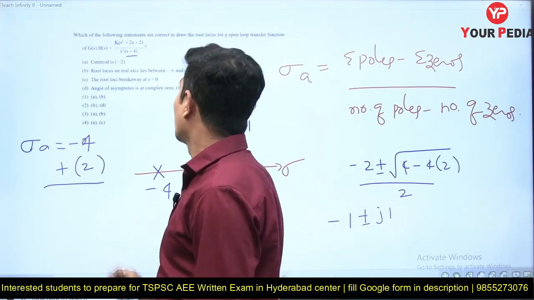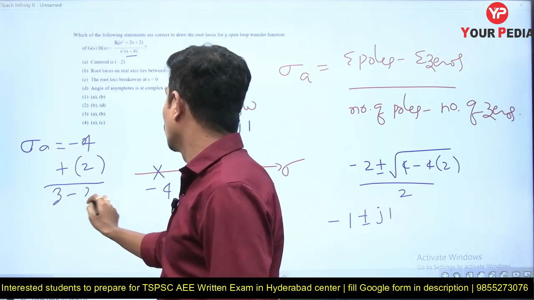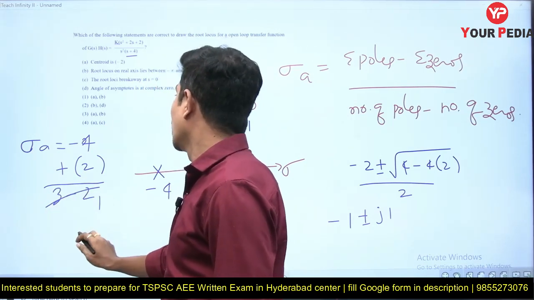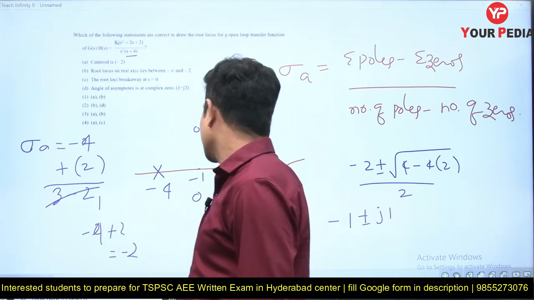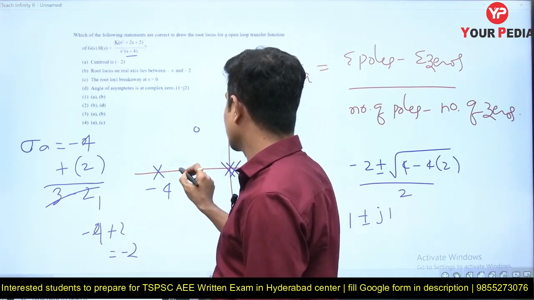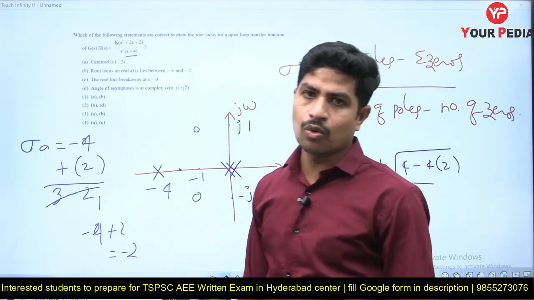Divide by the number of poles minus the number of zeros. Number of poles we have is 3, and the number of zeros is 2, so this is going to become equal to 1. Minus 4 plus 2 will be minus 2. Centroid is at minus 2. This is the centroid, and the centroid has nothing to do with the existence of root locus.